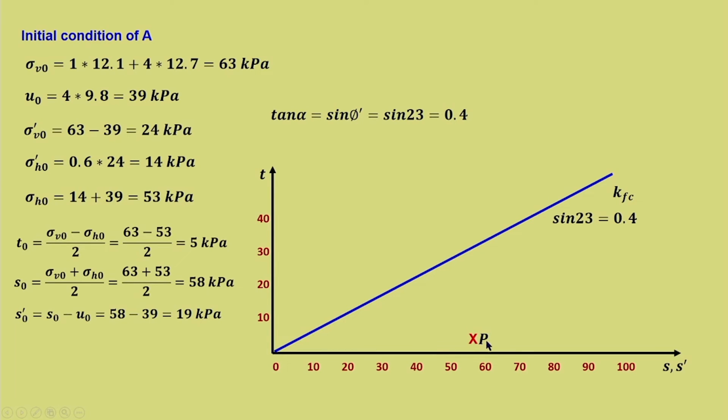Now, the starting point is the point P. We know that it is T naught and S naught, which is 5 and 58. So, here somewhere, 58 is the S naught and T naught is 5. We have S naught dash, which is S naught minus U naught, that is P dash, around 19 kilopascal, and T naught remains the same. So, at 5 height we have 19. It is close to here. So, P dash is 19, 5.